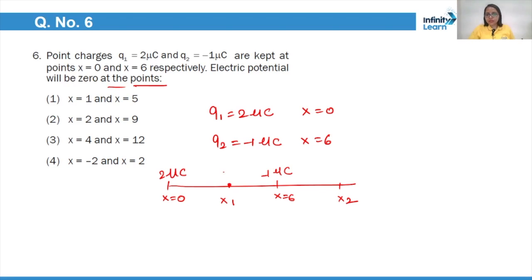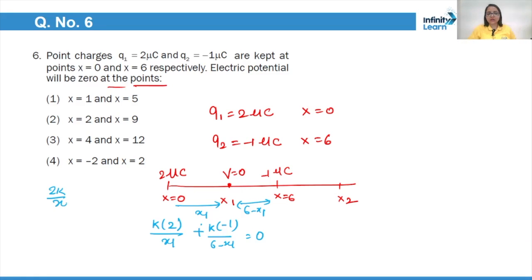So for this point electric potential to be 0, you can write net electric potential due to 2 and minus 1 microcoulomb, as this distance will be x1. So this is kq upon x1, and this is minus 1 microcoulomb, so it will be plus k into minus 1, and this distance will be 6 minus x1, right? So this is 6 minus x1 and it should be 0. So you can see that 2k upon x1 should be k upon 6 minus x1.